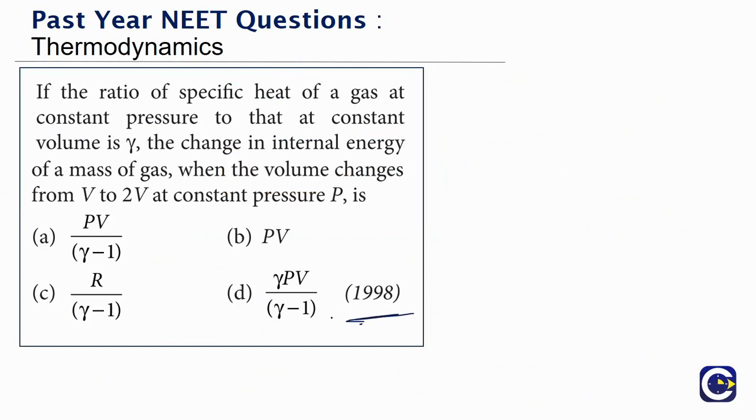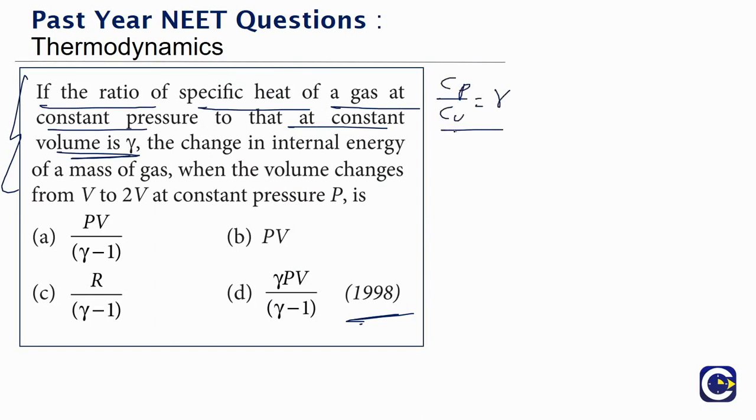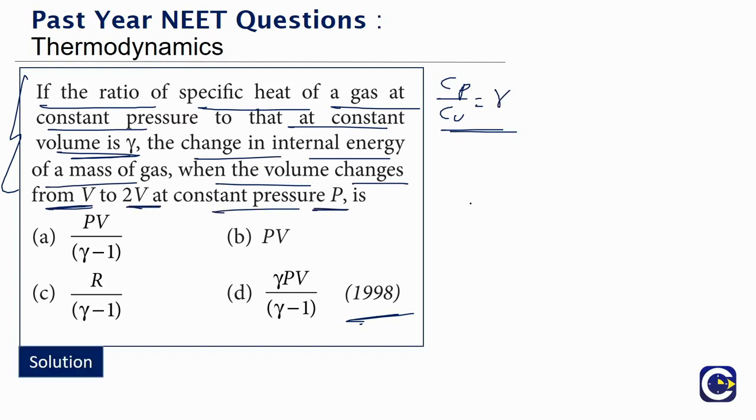which has come in the year 1998, and we look at what is the statement. So if the ratio of specific heat of the gas at constant pressure to the constant volume is gamma, so this is Cp by Cv, they are saying, is gamma. The change in internal energy of a mass of a gas when the volume is changing from V to 2V at a constant pressure P, means they are asking us what is the delta U value in terms of the pressure, volume and gamma.